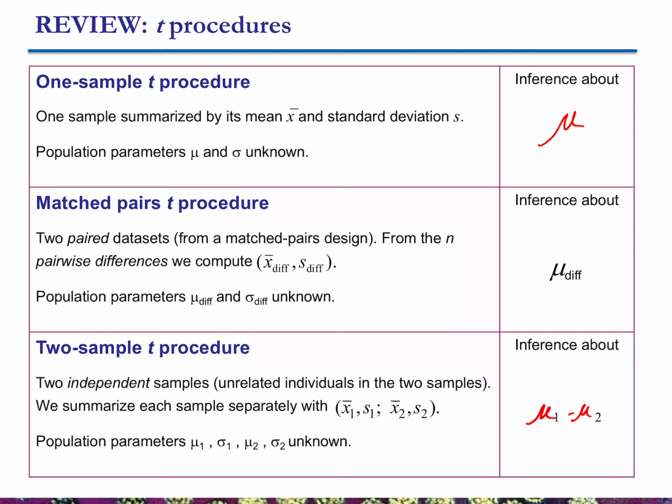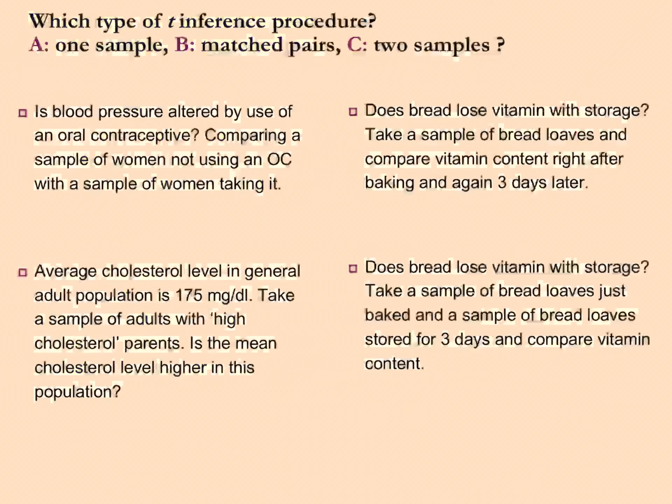All right. So you have to know what the scenario is for which you're analyzing the data in order to know if you're doing a one sample, matched pairs, or a two sample t procedure. Okay, it's important. If you use the wrong test on the wrong data set, you're not going to get valid results.